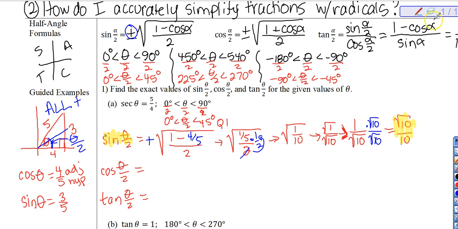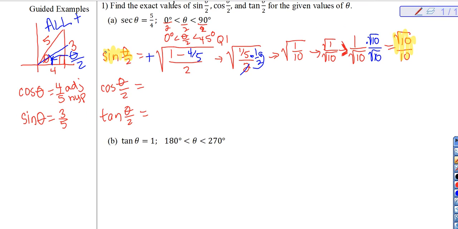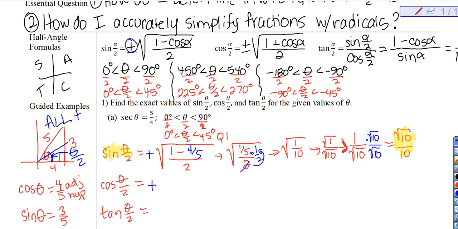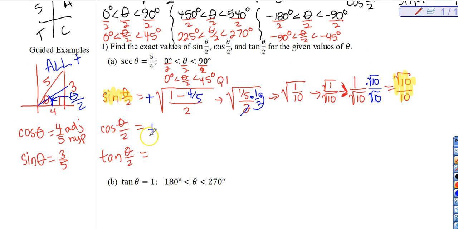Questions? Questions? Okay, then we're moving on to the cosine of theta over 2, which is also, in this case, positive. So our formula is the square root of 1 plus cosine theta over 2. So you know the only thing that's changing is the sign between the numbers in the numerator.